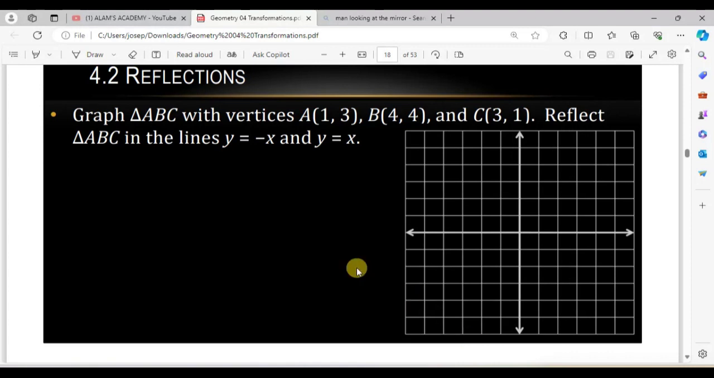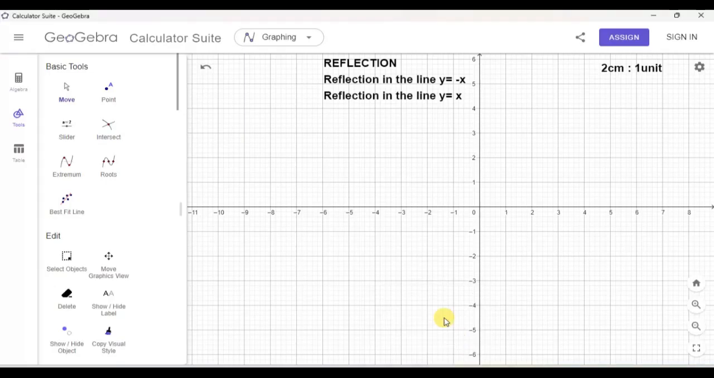Now, in our note, there's a question here. It says triangle ABC, with vertices A(1, 3), B(4, 4), C(3, 1), we'll plot it and reflect it in the line y equals negative x and y equals x. So you go and draw your Cartesian plane. We shall look at our board, the GeoGebra board.